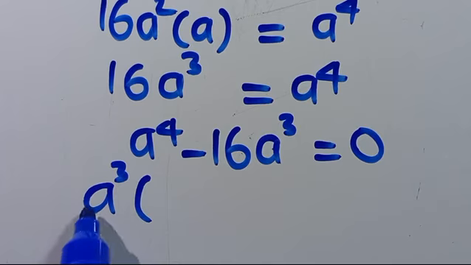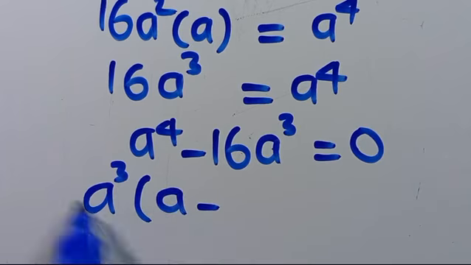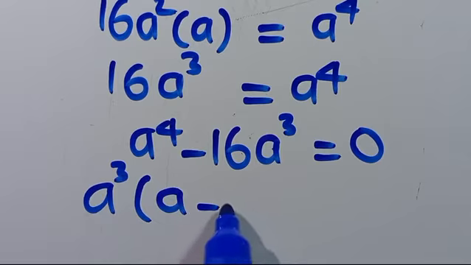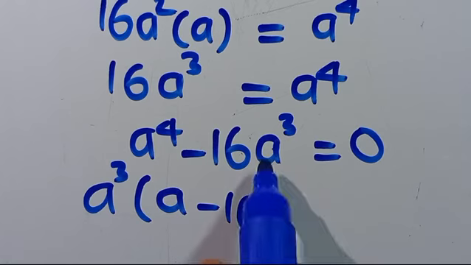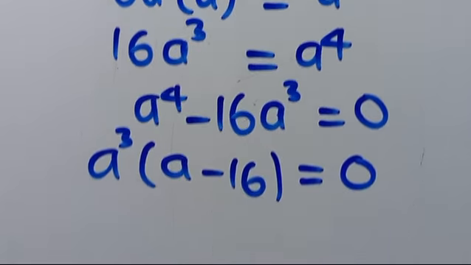Then a to the power of 4 divided by a to the power of 3 here will be a. Minus divided by plus will be minus. Then we have here 16, which is not common. a to the power of 3 divided by a to the power of 3 will be 1, times 16. Here will be a minus 16 equals 0.